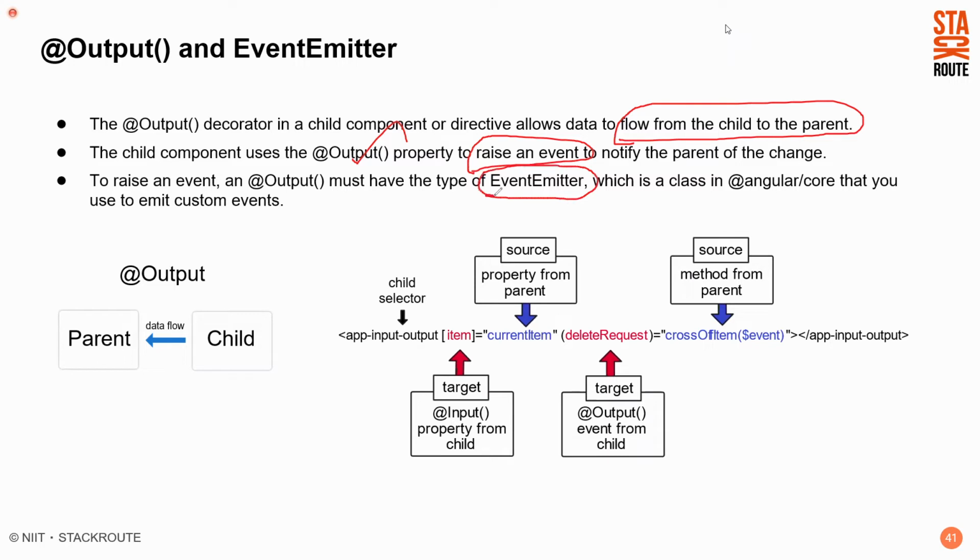What type of event am I going to emit? And by the way, this EventEmitter should be imported from @angular/core. So on top of your child, you should use import EventEmitter from @angular/core. So this is a mandatory import. So child to parent, you will use @Output. Look into the syntax.